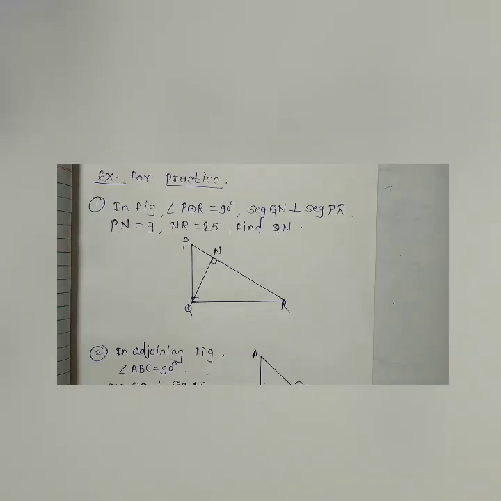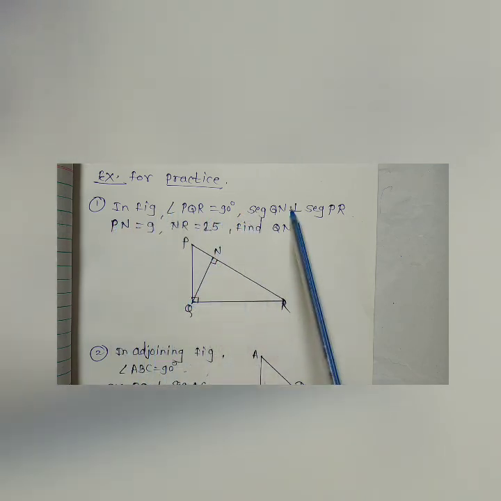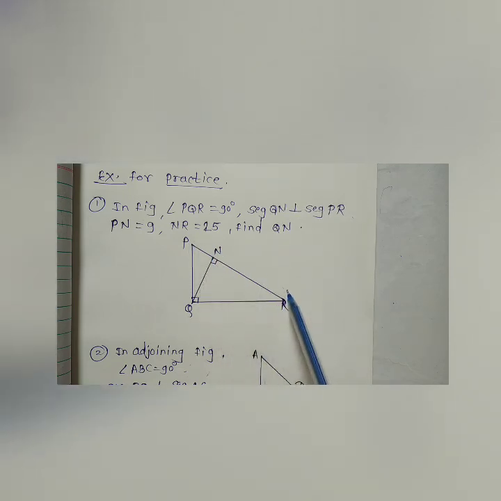Okay. Example for practice. This is the figure. First example. In the figure, angle PQR is equal to 90 degree. Segment QN is perpendicular to segment PR. PN is equal to 9. NR is equal to 25. Find QN.